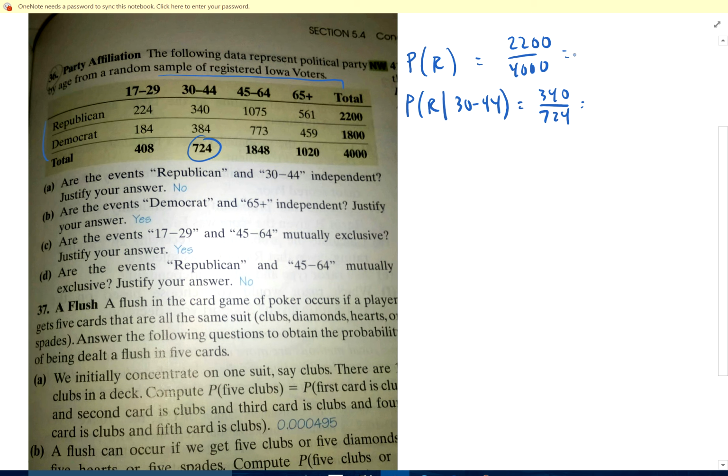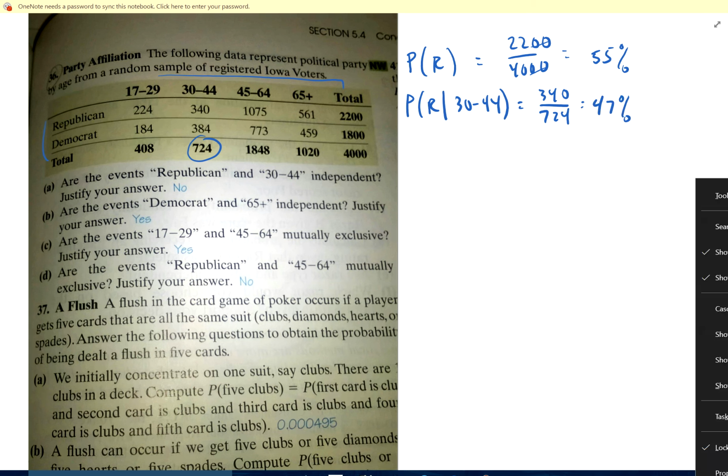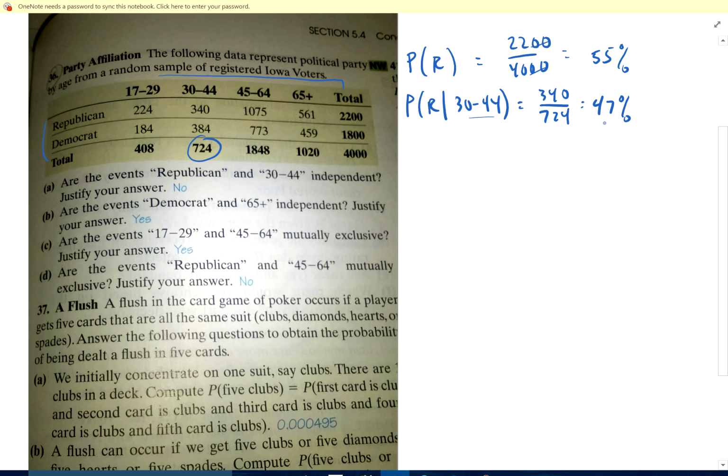Okay. So the top one, I'm going to get rid of those zeros, is 22 over 40. It's 55%. And 340 divided by 724 is 47%. So if you're in this group, there's a smaller percentage of people that are Republicans compared to overall. So they are not independent. So there's A.